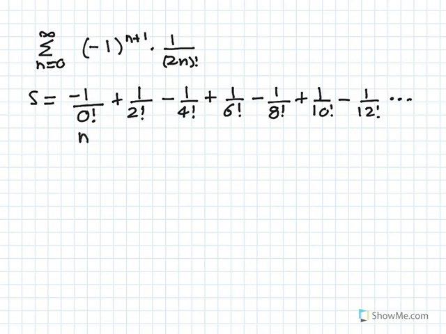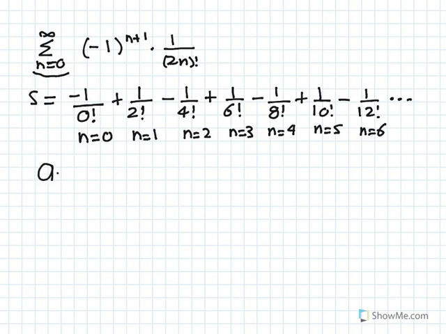So n equals 0 gives us the first term of this series. n equals 1 gives us the second term. n equals 2 gives us the third term because we're starting the series at n equals 0. Usually we start at n equals 1. And n equals 3 gives us the fourth term. n equals 4, the fifth term. n equals 5 is going to be the sixth term. And n equals 6 is going to be the seventh term.